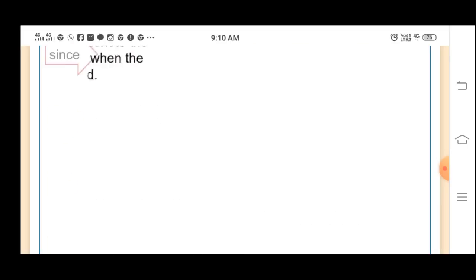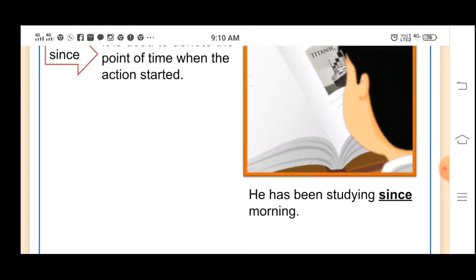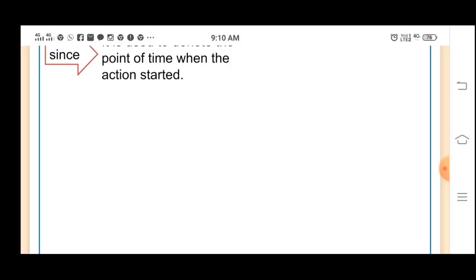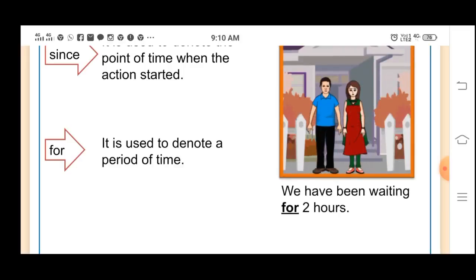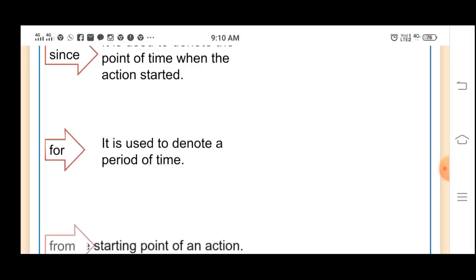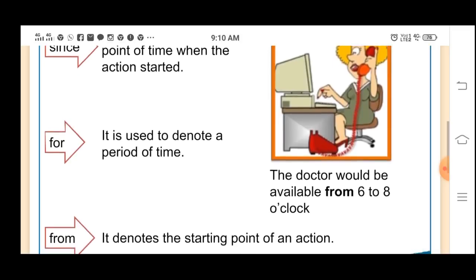Further, since is used to denote the point of time when the action started. For example, he has been studying since morning. For is used to denote a period of time. For example, we have been waiting for 2 hours. From. It denotes the starting point of an action. For example, the doctor would be available from 6 to 8 o'clock.